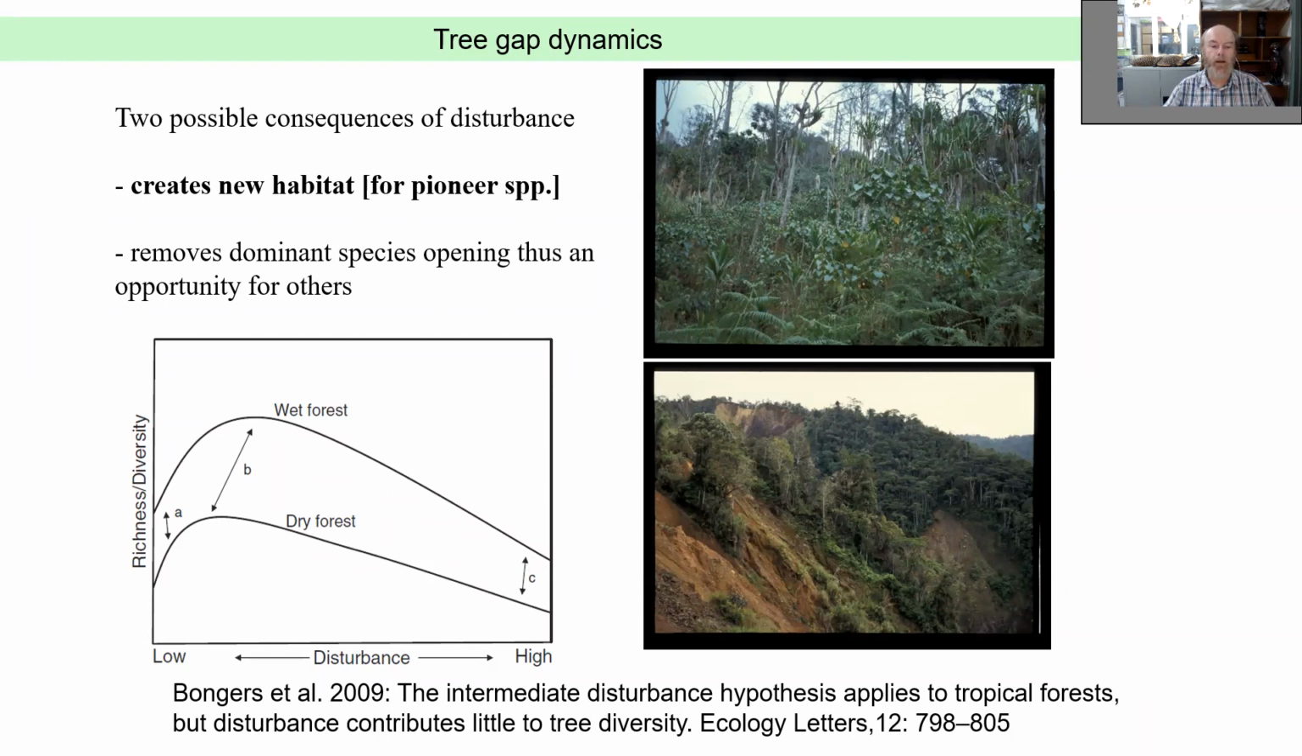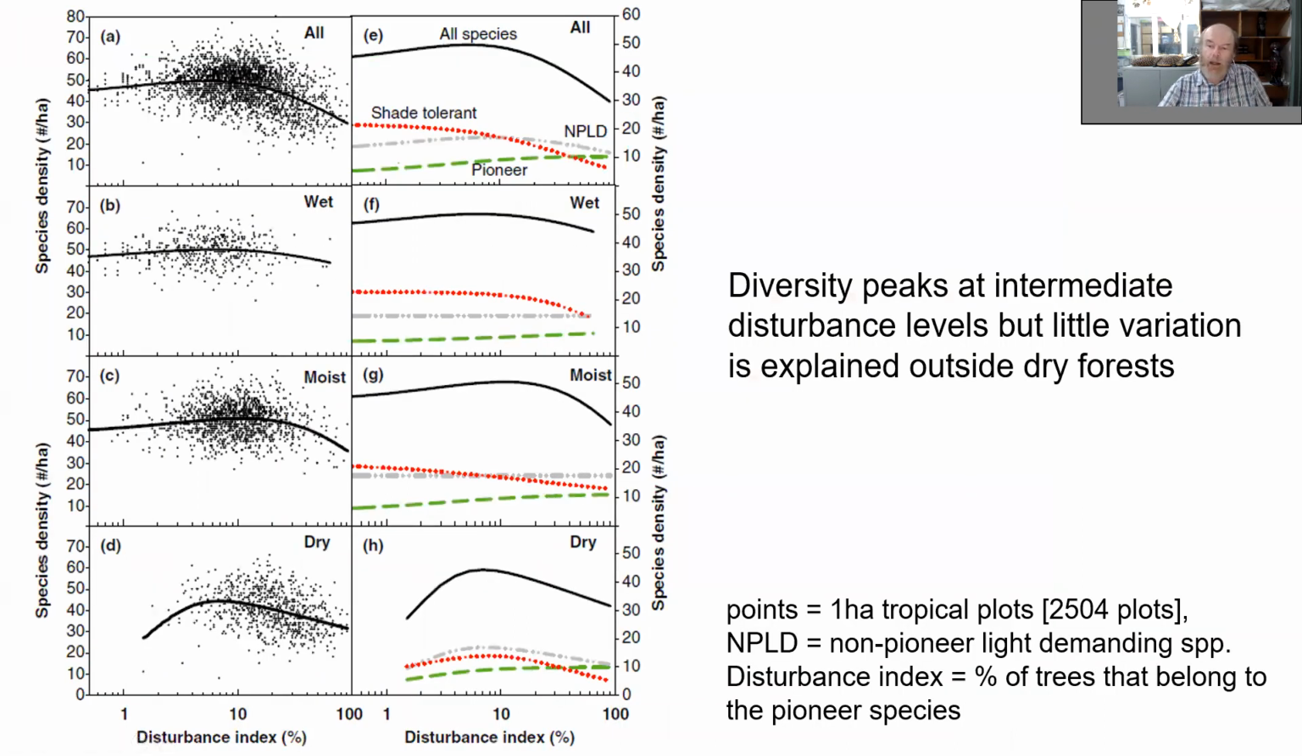There has been a review in 2009 in Ecology Letters, and it already gives away the result in the title very nicely, because it says the intermediate disturbance hypothesis applies to tropical forests, but disturbance contributes little to tree diversity. So they did find a significant effect, but at the same time of very low importance. They put together a very impressive set of 2,500 1-hectare plots of tropical vegetation, which is really an achievement. They classified each of them by a disturbance index, meaning how intensely they were disturbed, and then looked at species density, basically the number of species per hectare.